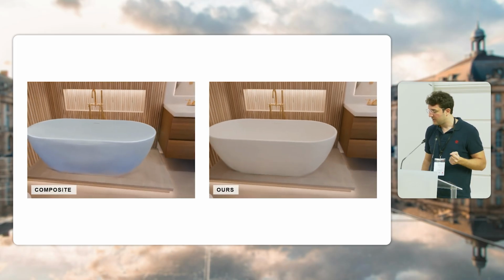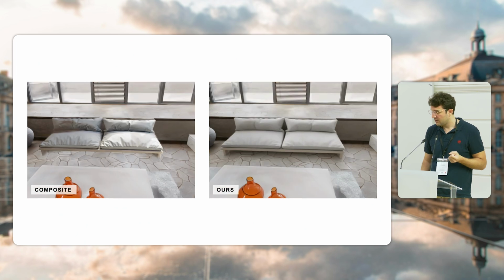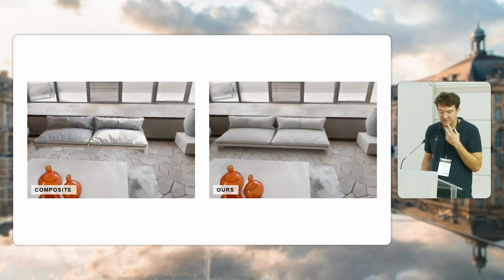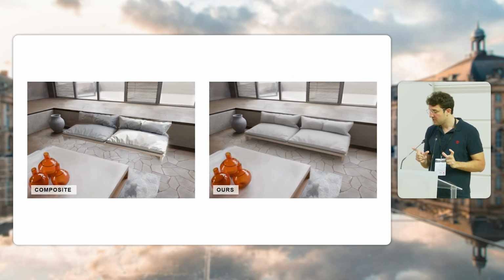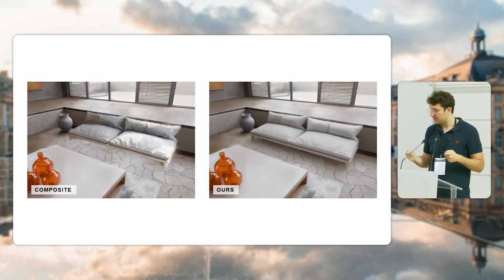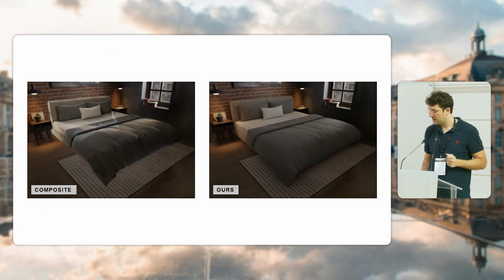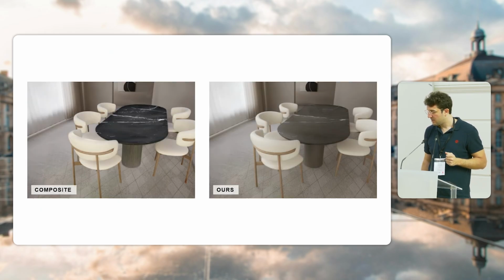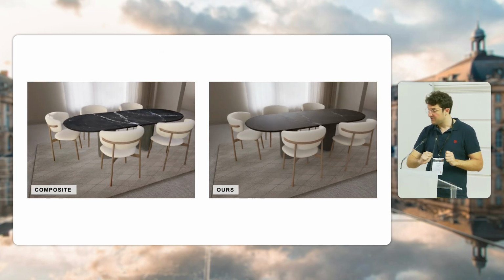Next, an example of an indoor scene here. This one is an interesting example because the inserted object has an uneven illumination, and our method managed to correct it as well. Here as well. In this one, you can also see the view-dependent reflections on the table.